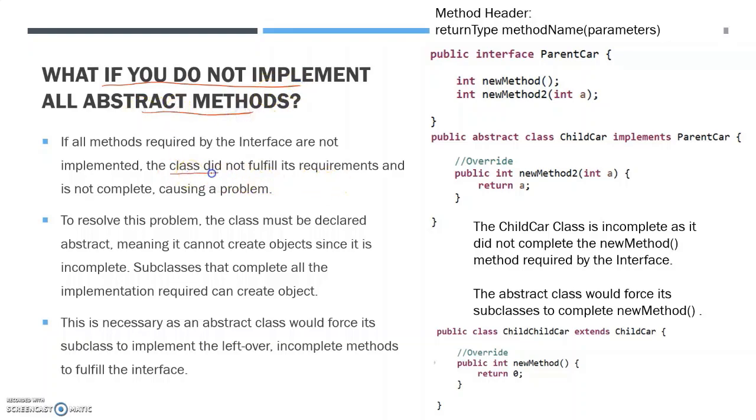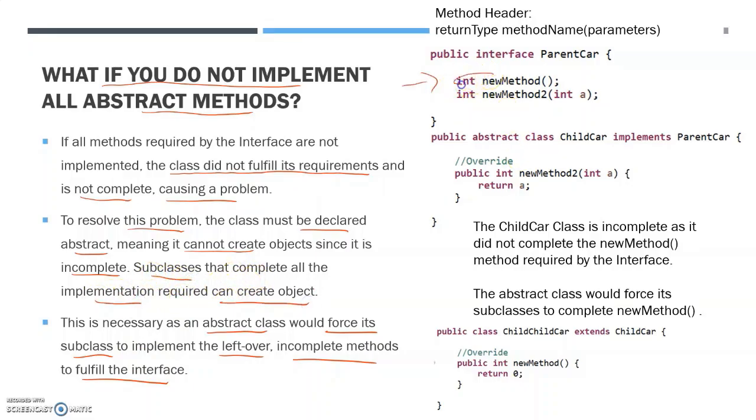What if you do not implement all the abstract methods required by an interface? Well, this would mean that the class does not fulfill its requirements and is not complete, causing a problem. To resolve this problem, the class must be declared as abstract, meaning it cannot create objects since it's incomplete. Being an abstract class would force its subclasses to implement the leftover incomplete methods to fulfill the interface, so only if the subclasses complete the implementation can they create an object. Because new method is incomplete and not overridden yet, the child card class is incomplete, so it would force its subclasses to implement the leftover incomplete new method, as in here.